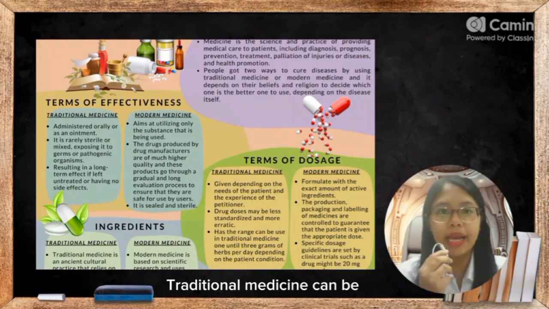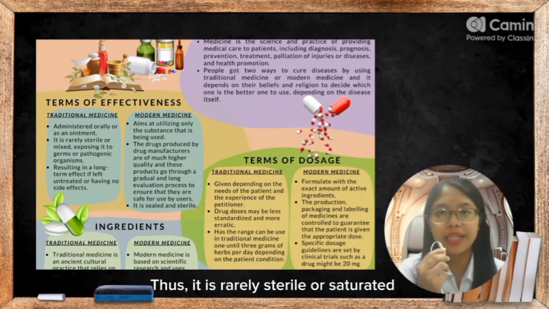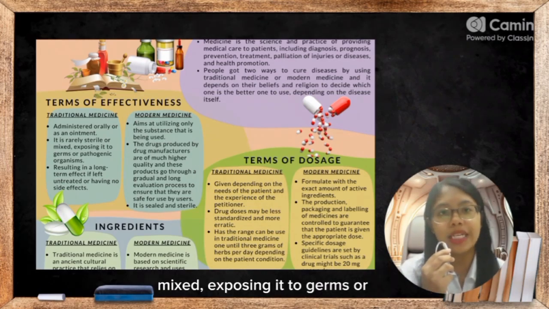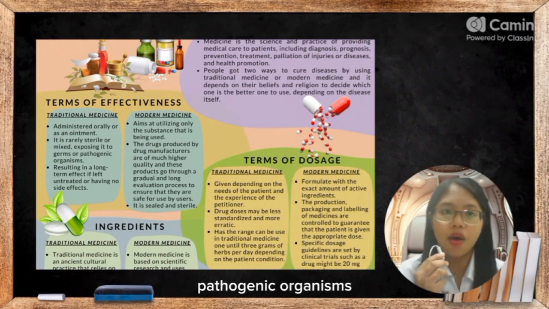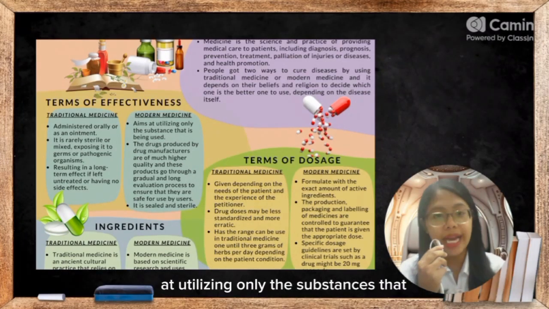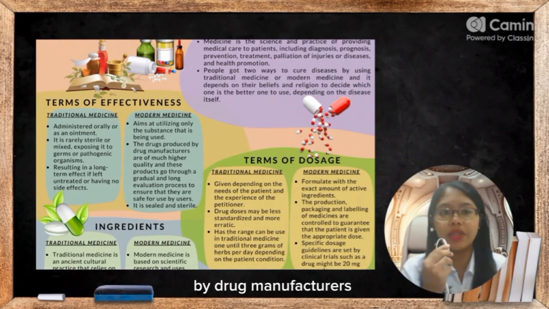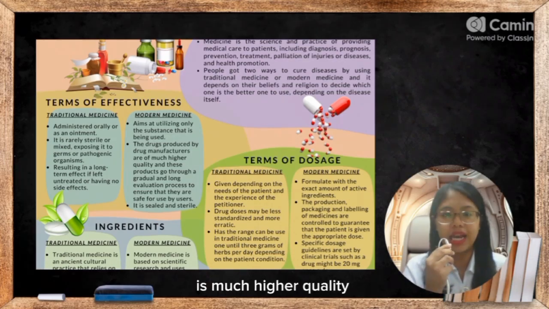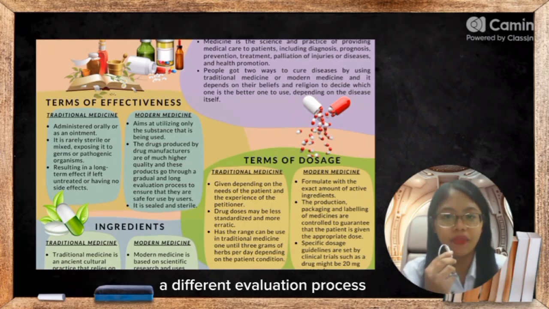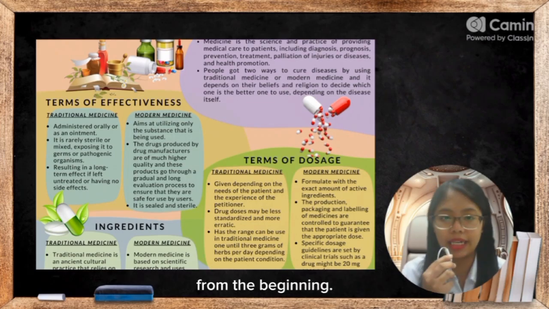Traditional medicine can be administered orally or externally in the form of ointment. Thus, it is rarely sterile or a saturated mix, exposing it to germs or pathogenic organisms, resulting in long-term effects if left untreated. Meanwhile, modern medicine aims at utilizing only the substances that are used to cure specific diseases. The drug produced by drug manufacturers is of much higher quality, and this product goes through a different evaluation process to make sure it is safe to be consumed, has a better seal, and is also sterile from the beginning.